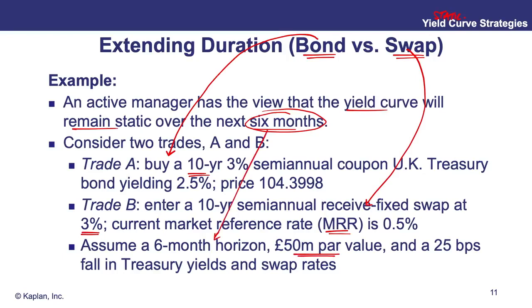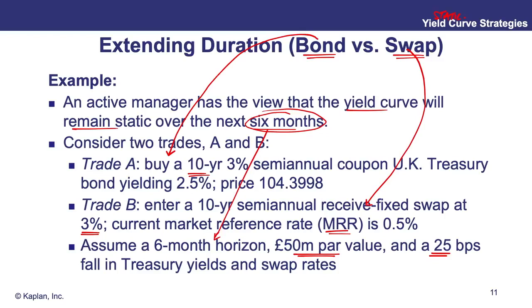And assume that we do get a 25 basis point fall in treasury yields and swap rates, which is against our view. We're going to do well here because we're extending duration and yields have fallen, but that wasn't actually our view that yields would shift down.